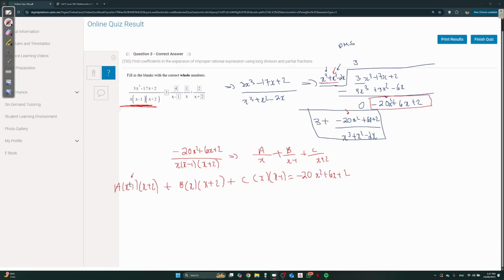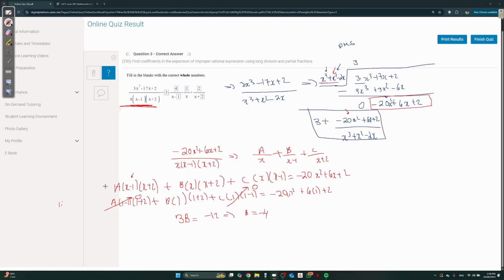Let's start with the first root. What's the root of x minus 1? 1. So let's substitute 1. You're going to get a times 1 minus 1, 1 plus 2, plus b times 1, 1 plus 2, plus c times 1, 1 minus 1, equals minus 20 times 1 squared plus 6 times 1 plus 2. We know this becomes 0, and this over here becomes 0, because of 1 minus 1. So you're left with b times 3, so 3b is equal to minus 20 plus 6, which is minus 14, plus 2, which is minus 12. So you get b is equal to negative 4.